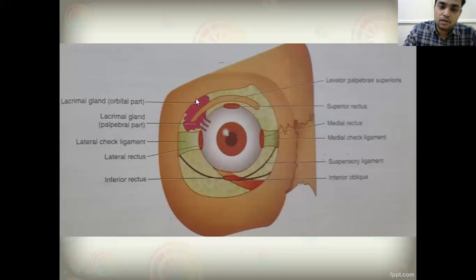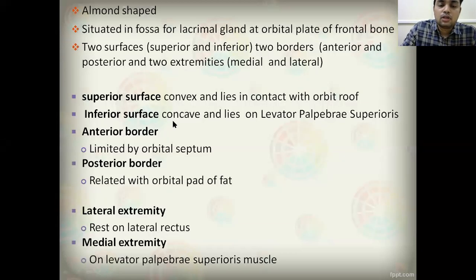So this lateral expansion of the levator palpebrae superioris muscle separates the lacrimal gland into a superior orbital part and an inferior palpebral part. Basically, the lacrimal gland is of almond shape, and it is situated in a fossa called the fossa for lacrimal gland at the orbital plate of the frontal bone. It has two surfaces, superior and inferior, two borders, anterior and posterior, and two extremities, medial and lateral.